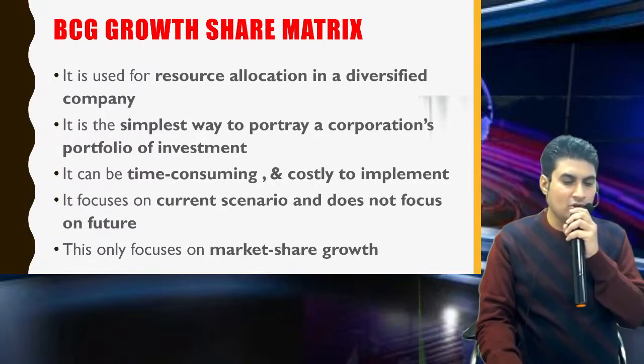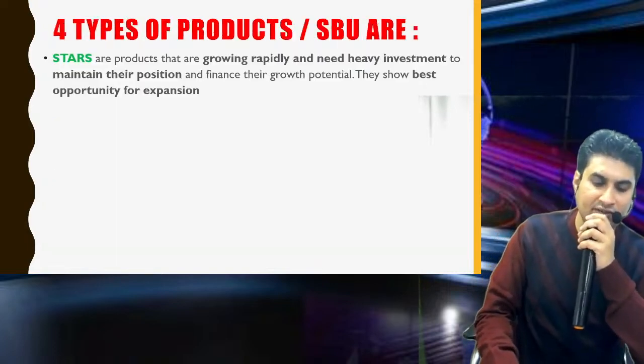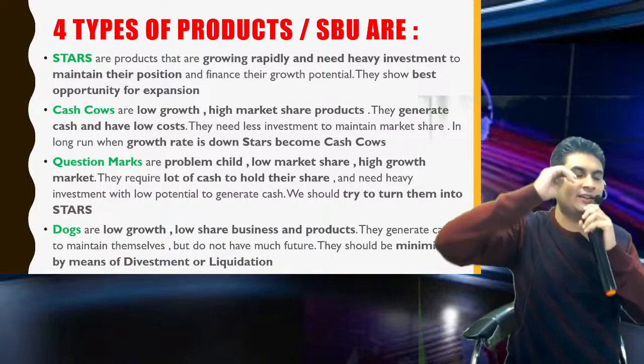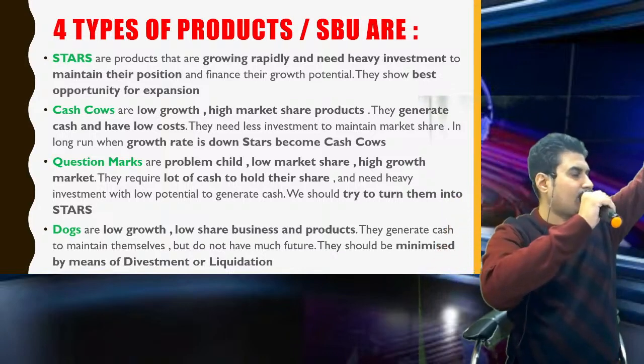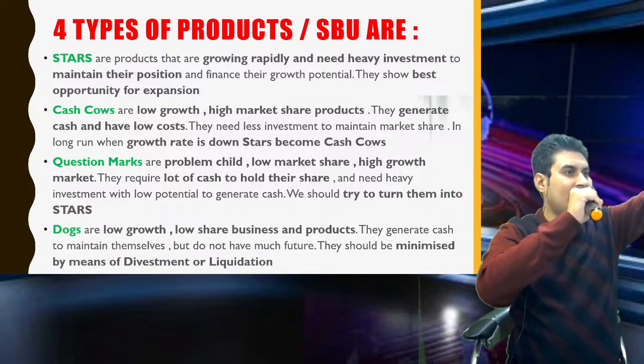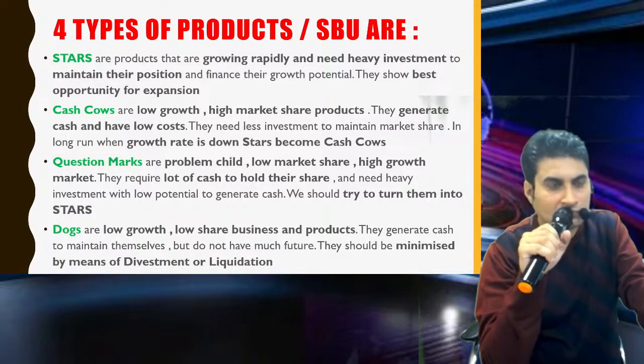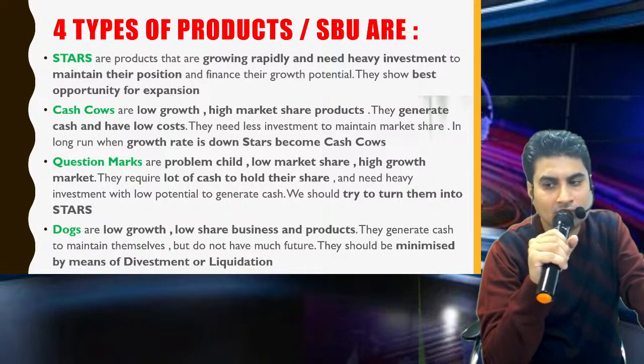Now you have to write, tell me the four types of products or services, products or SBUs. What is SBU? Strategic Business Unit. I will explain later. Only the name and four lines. One more time: star, question mark, cash cow, dog. Right. Leave four lines. Three, four lines you have to leave.